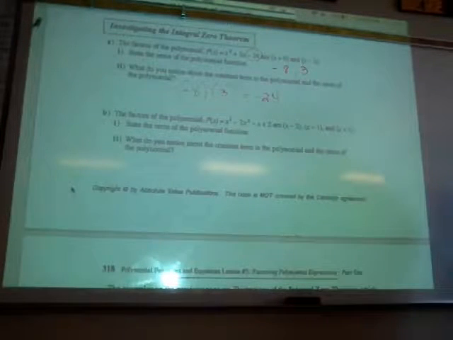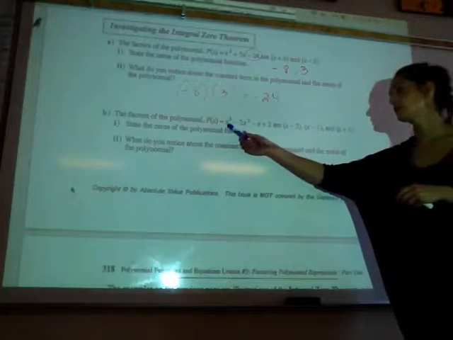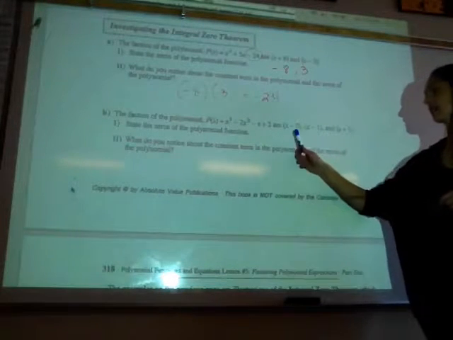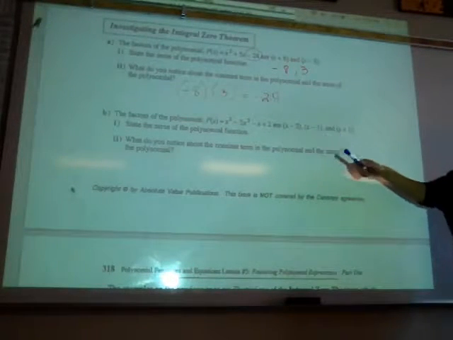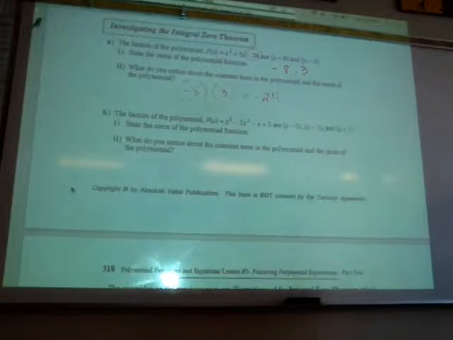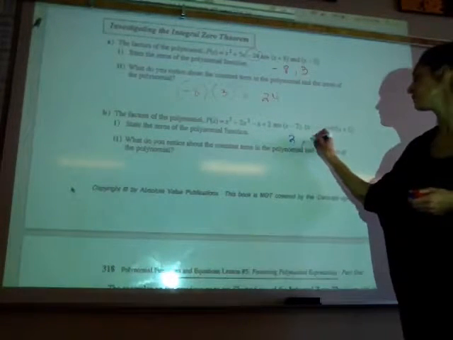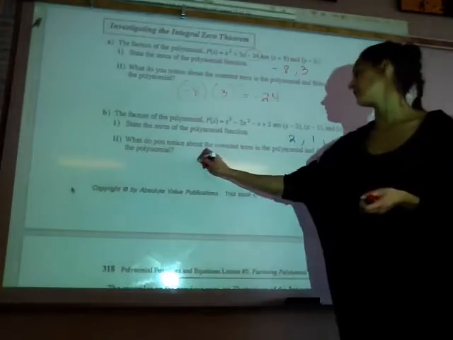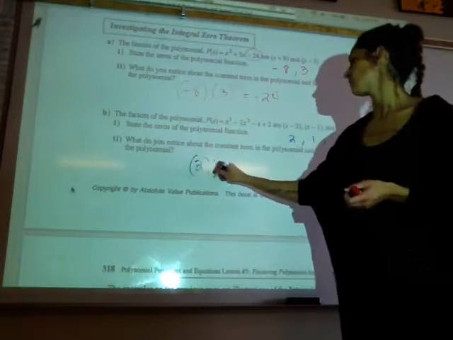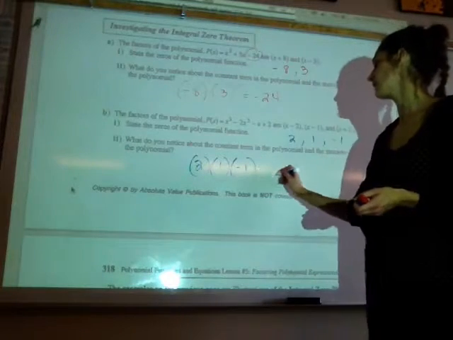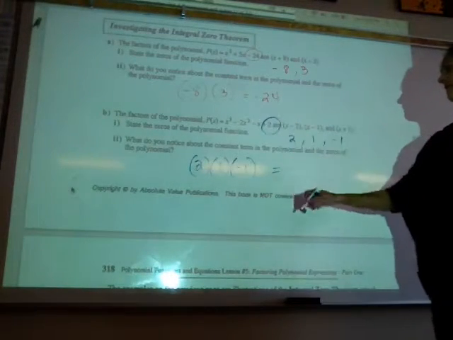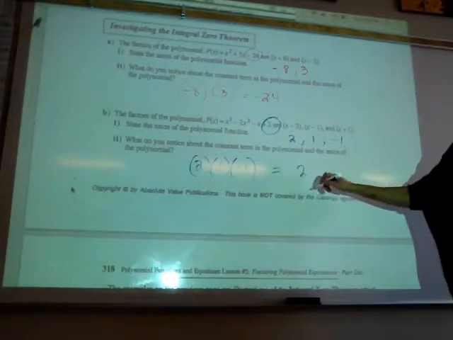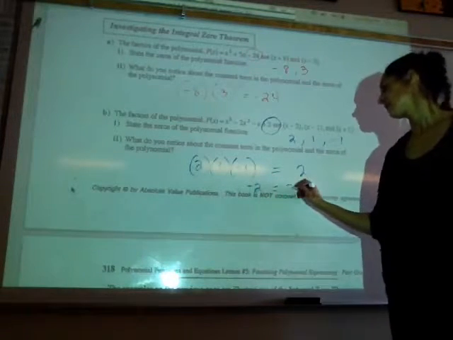Let's see if that works for another one. We have a polynomial degree 3. When factored, we get x minus 2, x minus 1, x plus 1. The zeros from that would be 2, 1, -1. So if we multiply those, 2 times 1 times -1, do we get the constant? No. Pretty close, but not exact.